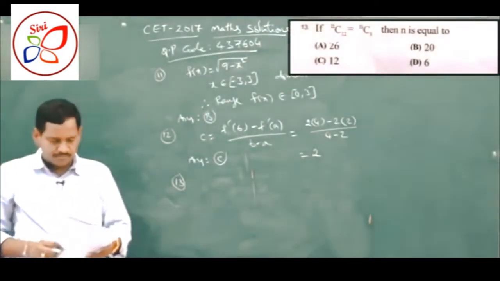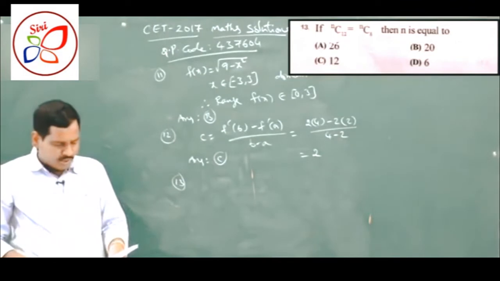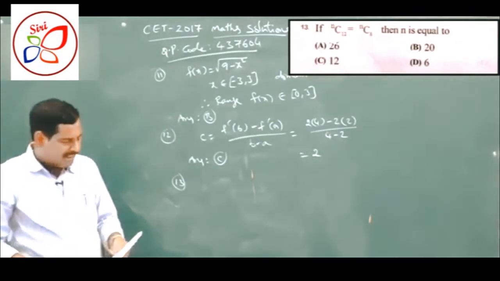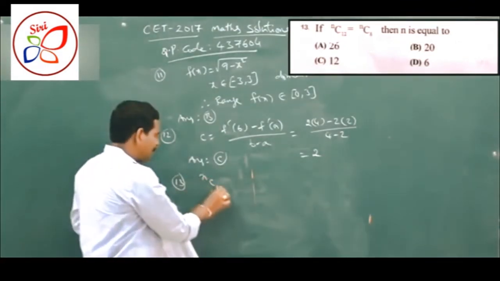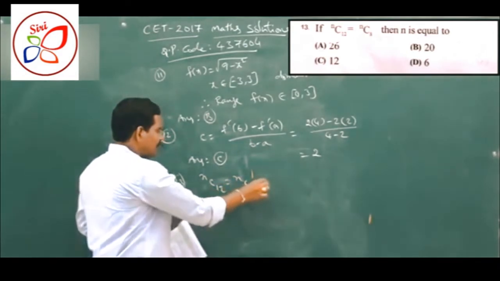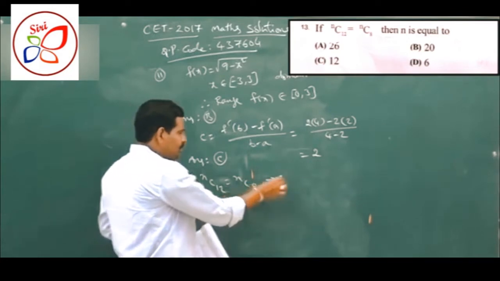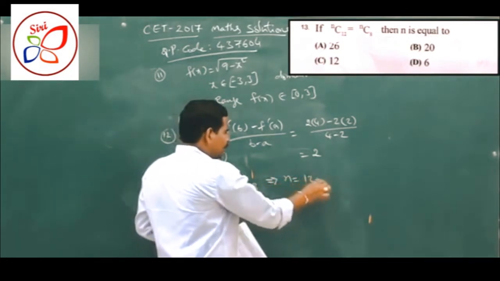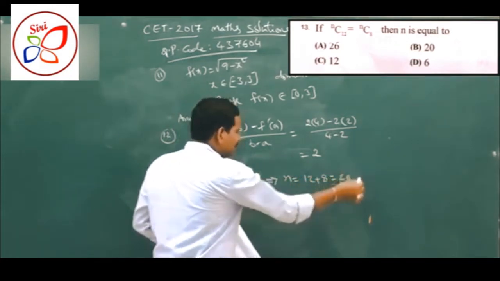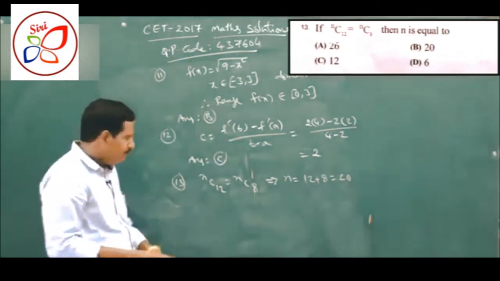13th question. NC 12 is equal to NC 8 given. This implies either 12 is equal to 8, which is not possible. So n must be equal to 12 plus 8, that is equal to 20. Option B.